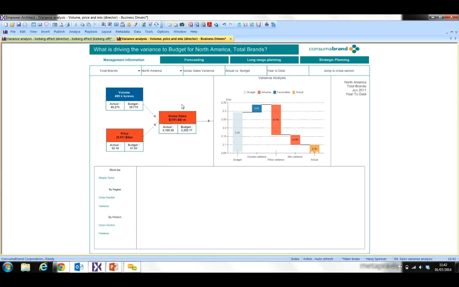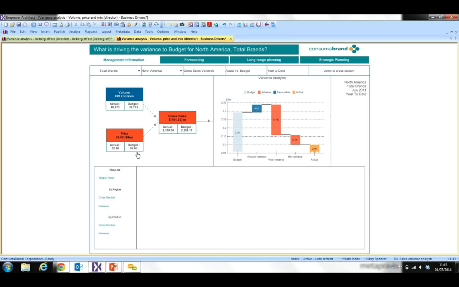But I can break those variances out further and actually quantify their financial effects through the bridge chart on the right hand side. So I can see I had a budget of about $2.29 billion for that year-to-date period. My favorable volume variance has contributed about $0.05 billion of favorable outcome, but that has been more than destroyed by the unfavorable price variance and mix variance that I can see. So that brings me back to the actuals.